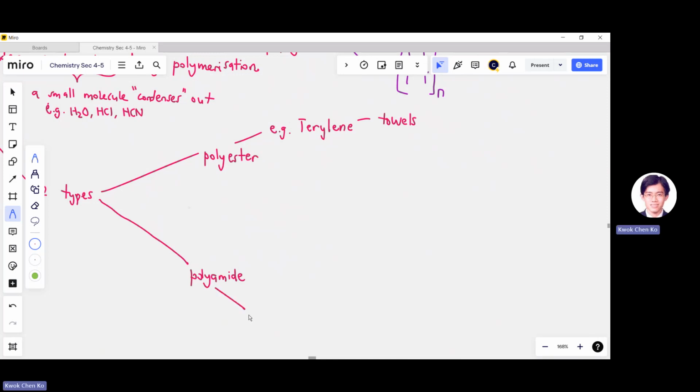Now, for polyamide, the common product is, unfortunately, you have to remember this too, nylon. Maybe you've heard of this before. And as I said, very commonly used in bags, ropes. That's the easy part. No, the difficult part.